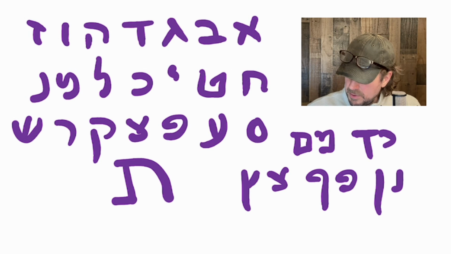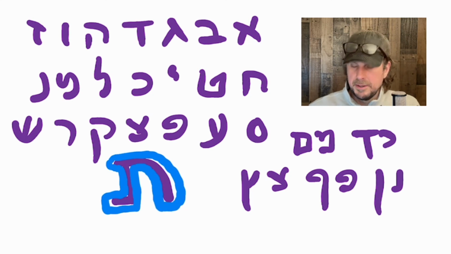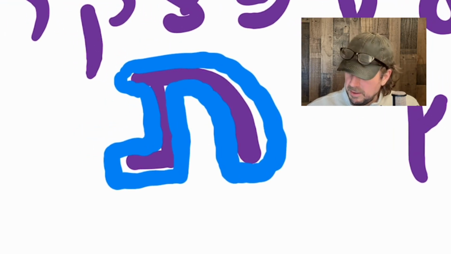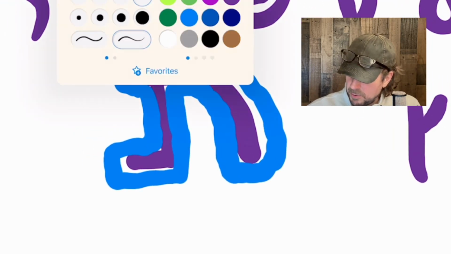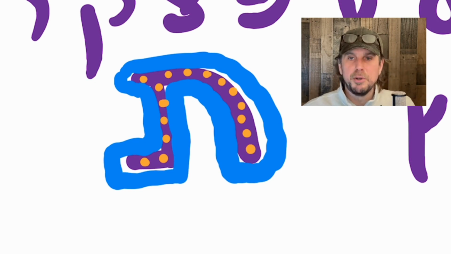Have you done the whole adventure with me here? We can make this Tav extra special here. I'll give him some liner. Zoom in on him. There we go. We can give him some orange polka dot. There you go. There's our celebratory Tav.